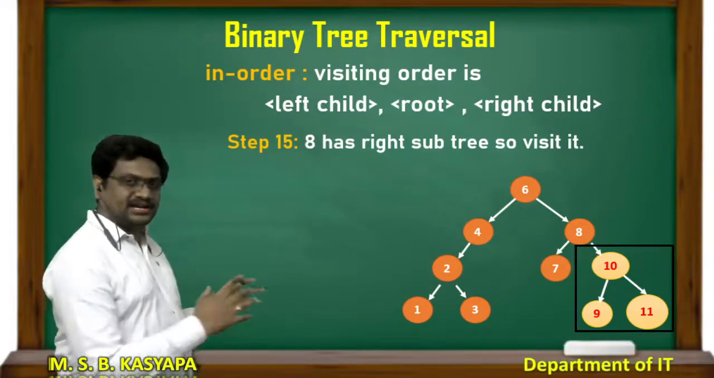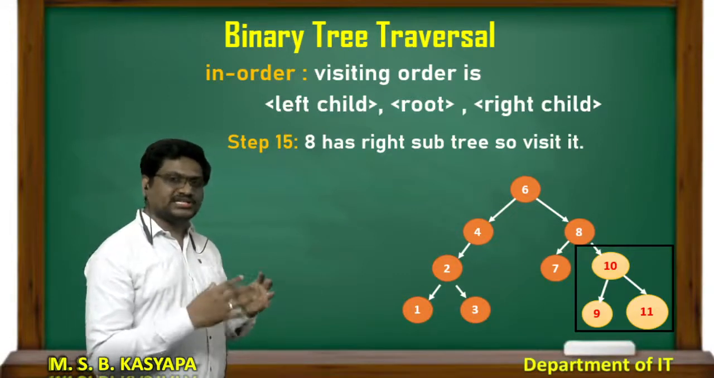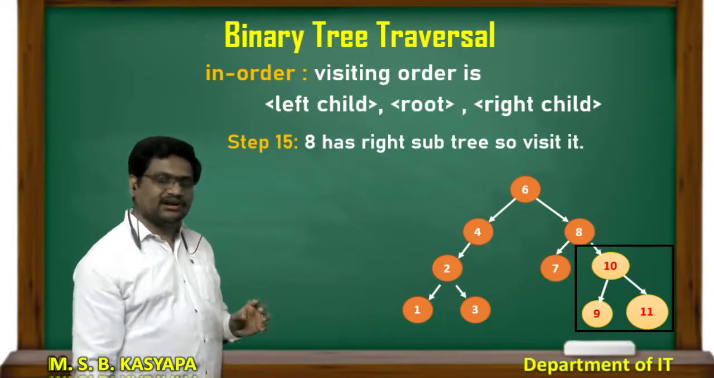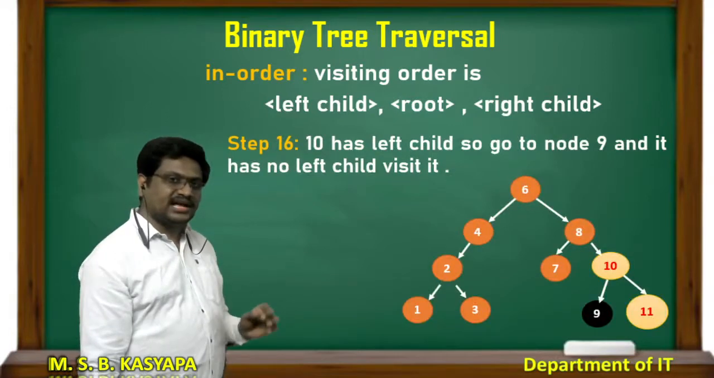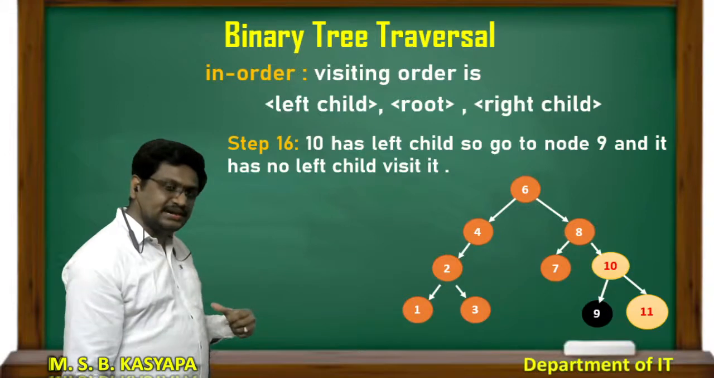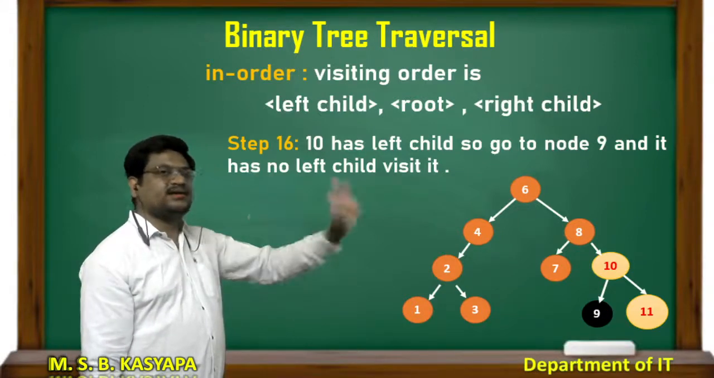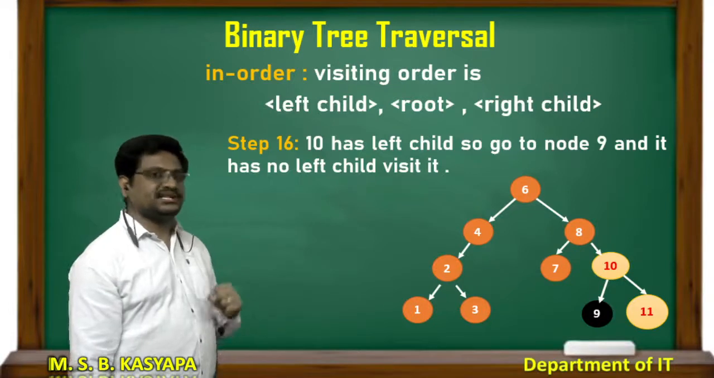Now my remaining tree is 10, 9, 11. Again, the same process: checking whether 10 has any left child or not. Does it have a left child? Yes. So I need to go to the 9 and check whether 9 has any subchild. No. So I am directly treating it as a node and visiting that one.